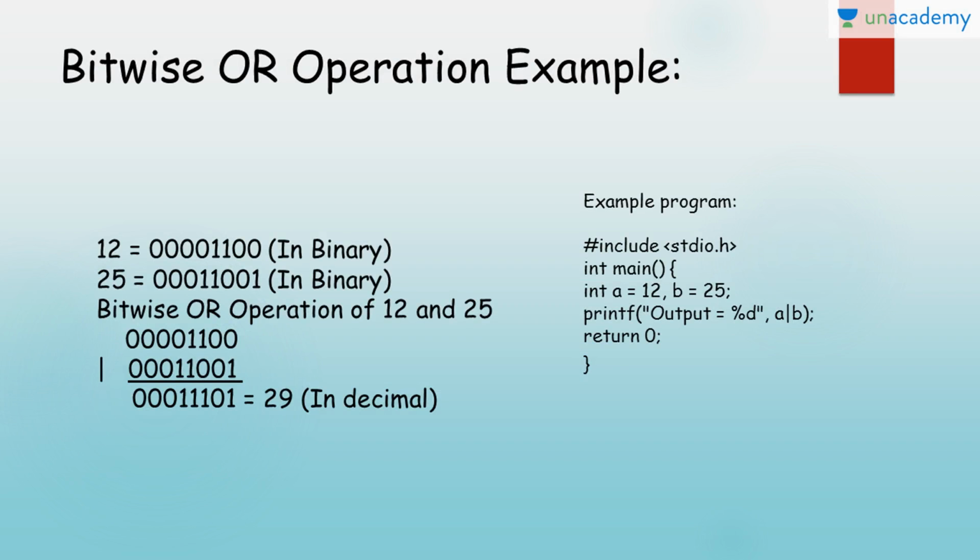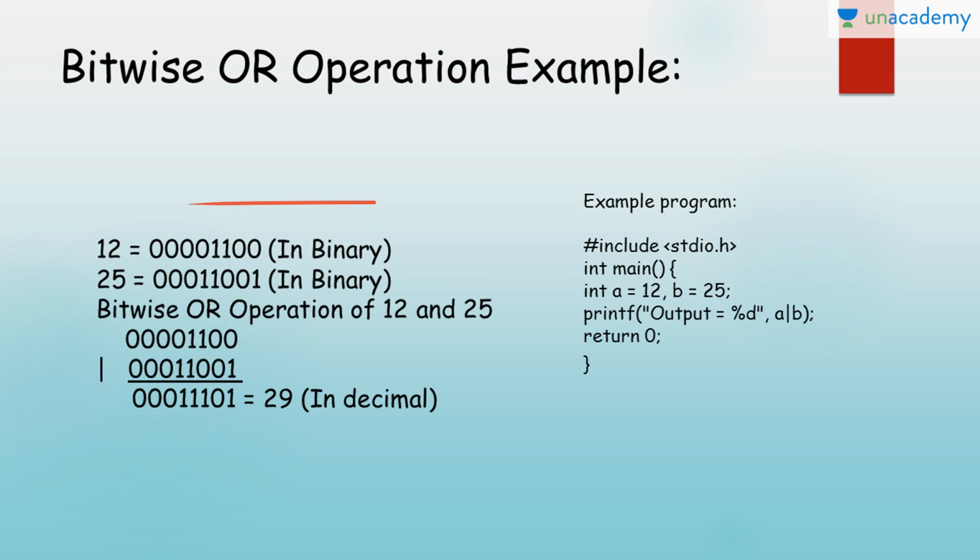Next comes the bitwise OR operation. The output of bitwise OR is 1 if at least one corresponding bit of two operands is 1. In C programming, the bitwise OR operator is denoted by the symbol. So again we will take the same example, 12 and 25, and this is the binary representation.